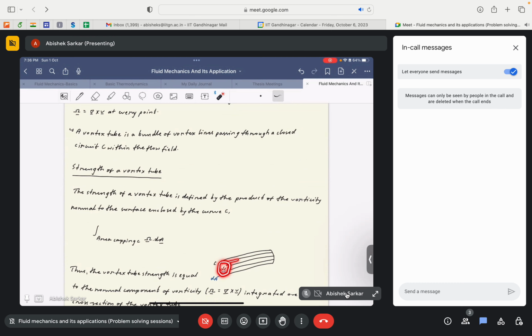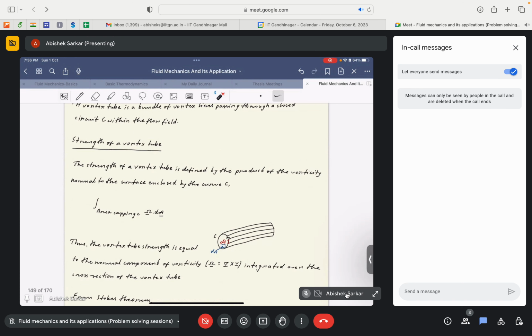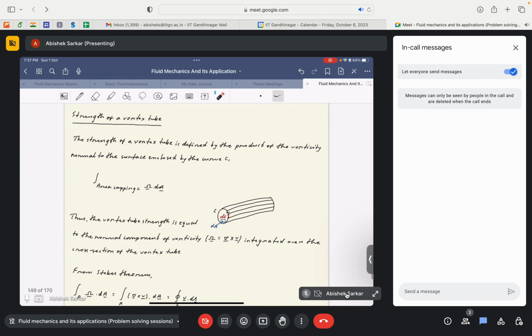So these are the vortex lines, and this basically represents a vortex tube. Now I'll go to the definitions, and then we'll apply those definitions and understanding to our problems.